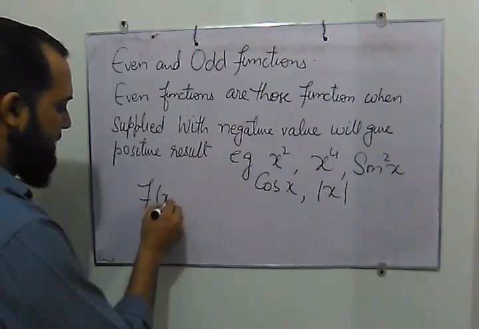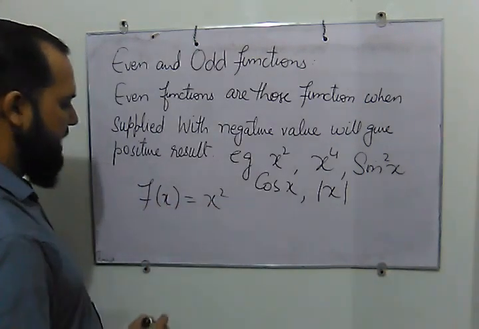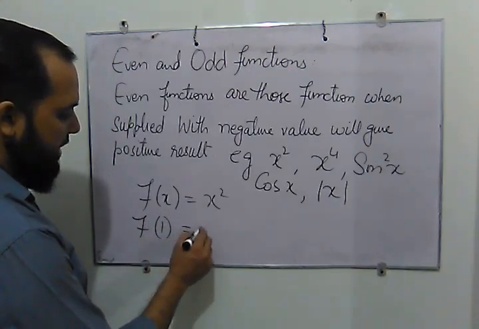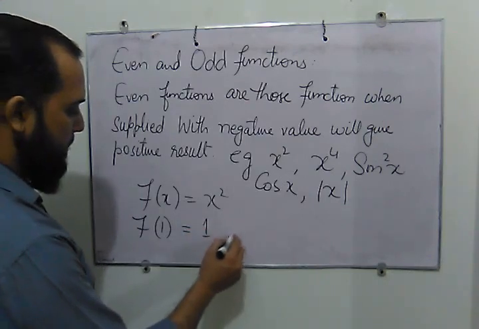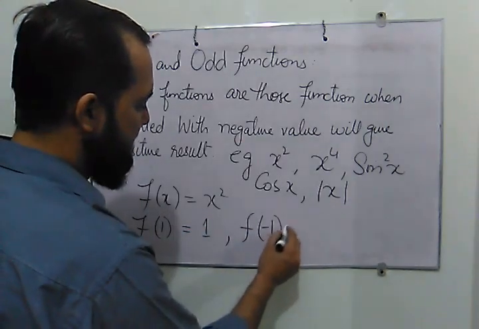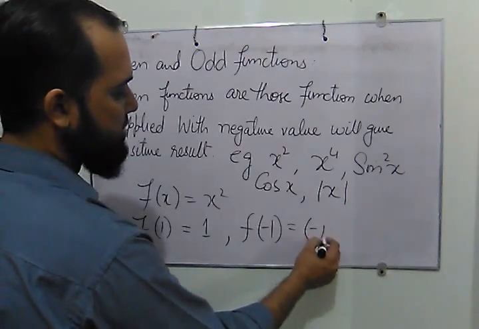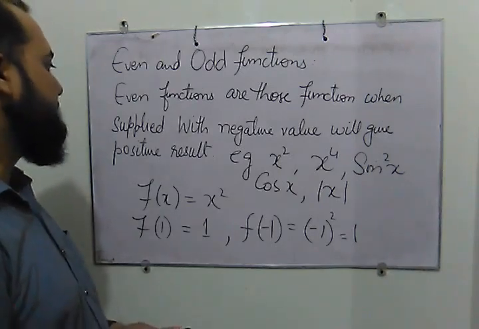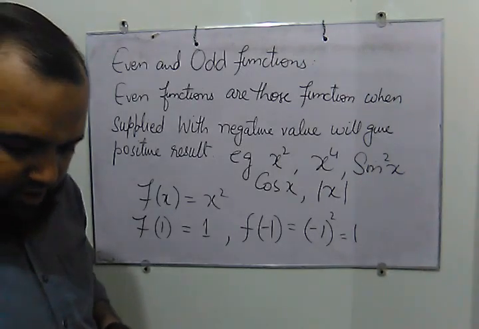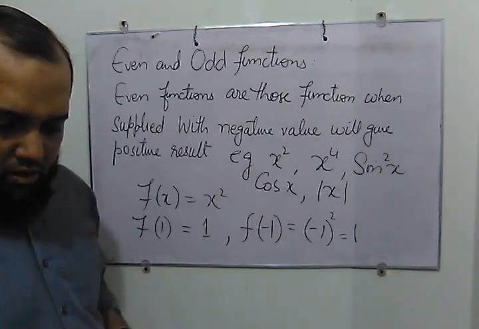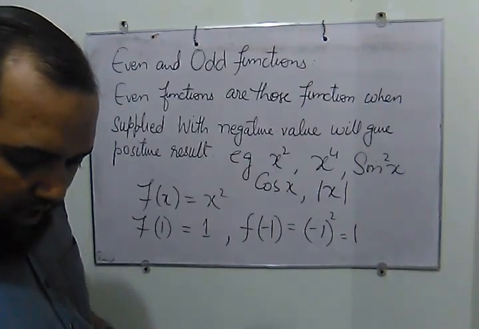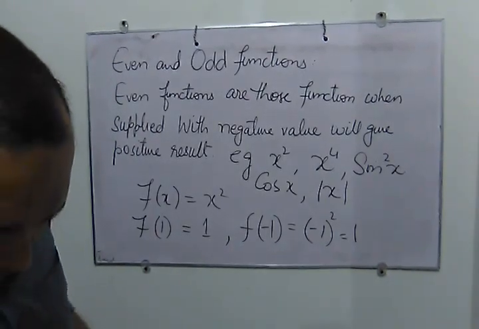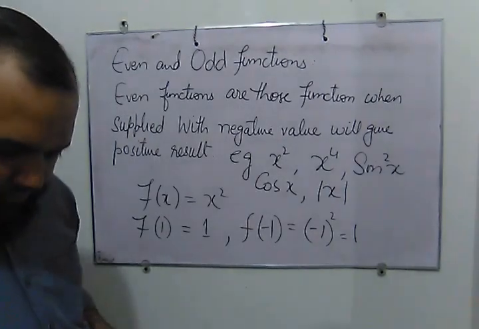These are when written like this, f of x is equal to x square. If we put the value x is equal to 1, then it will be 1. If we supply a negative value to it, for example -1, then the square of -1 will again equal 1. So even functions are those functions when supplied with negative value will give you the positive results, and odd functions are those when supplied negative value they will give the negative results.